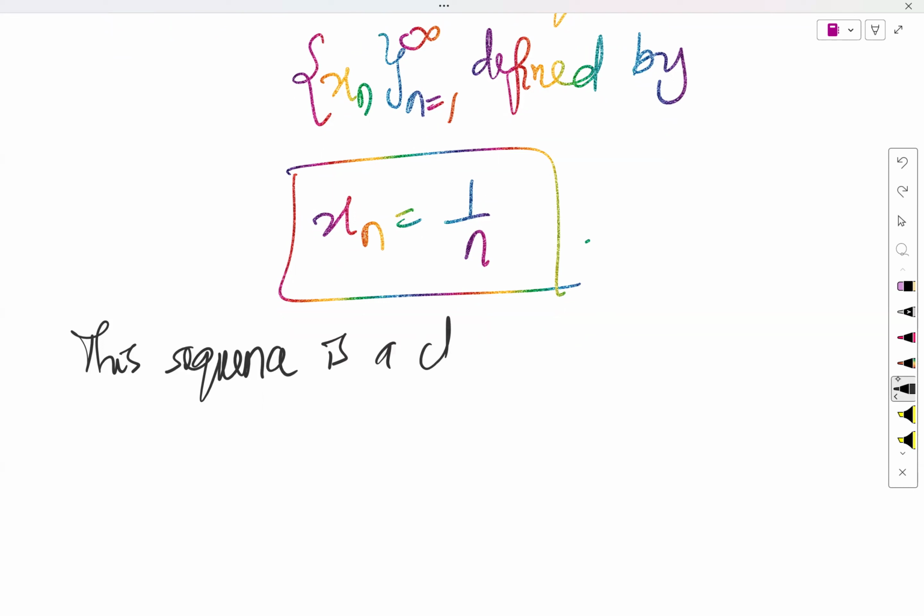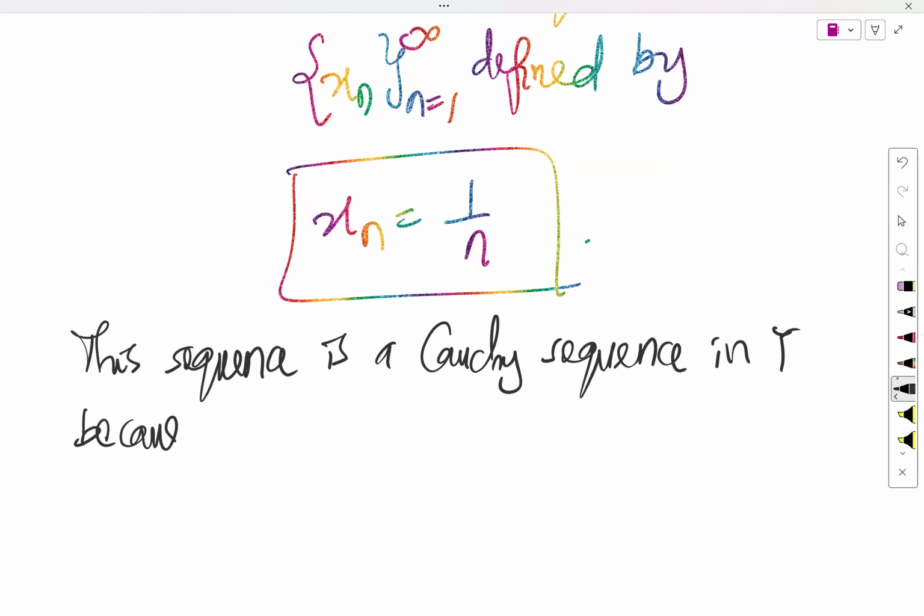This sequence is a Cauchy sequence in Y because for any small epsilon greater than 0, right? Whenever we use epsilon greater than 0 in math, it means a very small number, but that is positive, like maybe 0.00001, it's very tiny, small number.